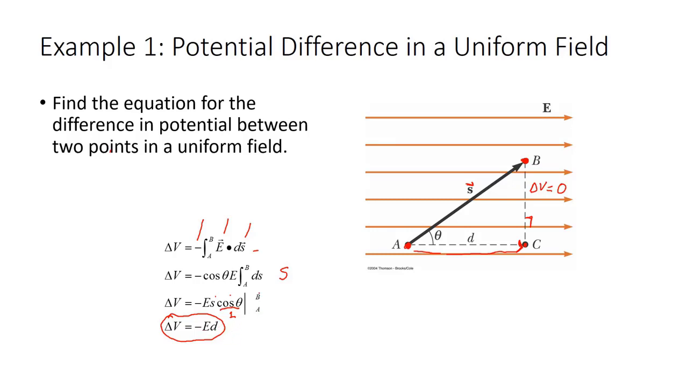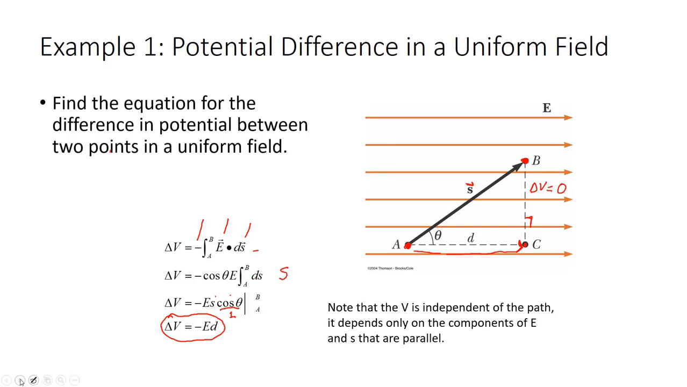Magnitudes, no direction. Potentials do not have direction. V is independent of the path. It depends only on the components of E and S that are parallel.